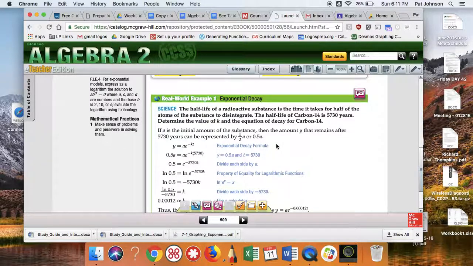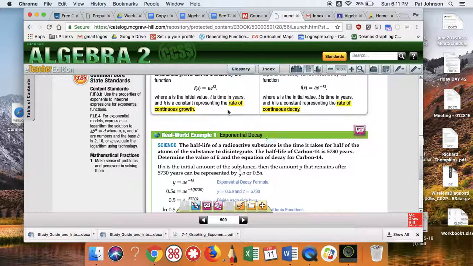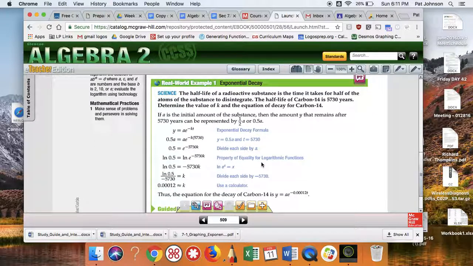All right, so let's look at a real world problem. When will we use this? Basically, it's just a formula. It's kind of what we've been doing, principal times an exponential function. Slightly different, but basically the same. Here we're talking about chemistry, so don't get confused with all these fancy words. The half-life of a radioactive substance is the time it takes for half of the atoms of the substance to disintegrate. Exactly what it says, half.